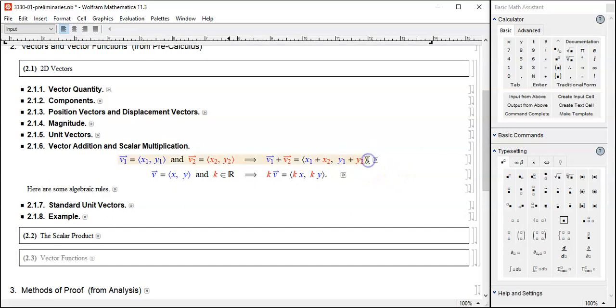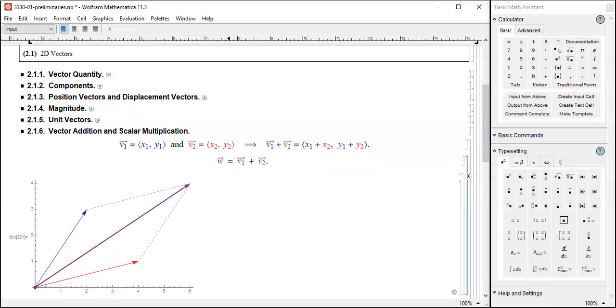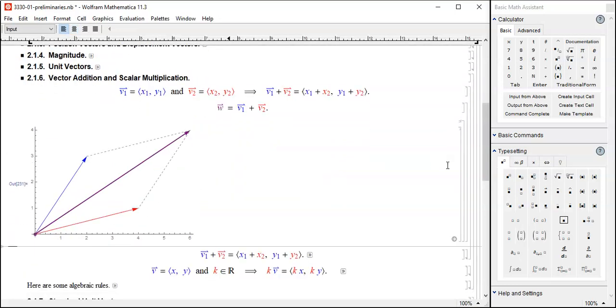Now, a little bit harder one is vector addition. Well, in terms of computation or in terms of formula, it's easy. As a matter of fact, you can simply add up each component. Why is the question, and let's answer that. Okay, here's a visualization of vector addition, blue plus red, using the parallelogram law.